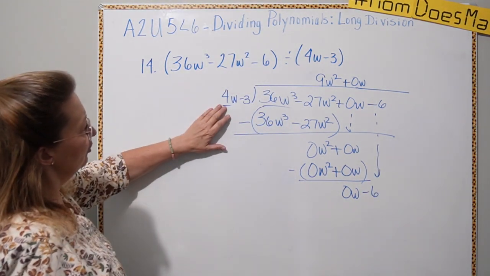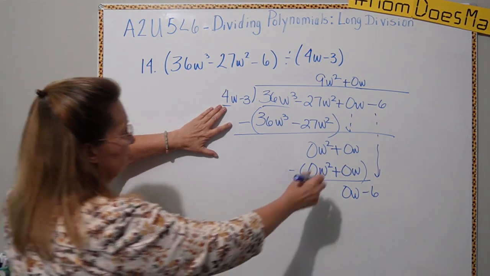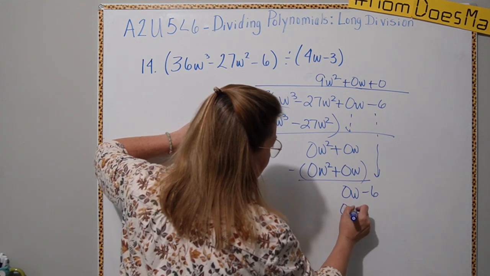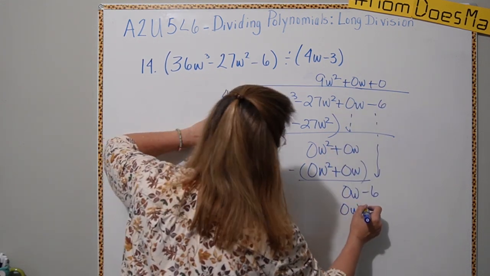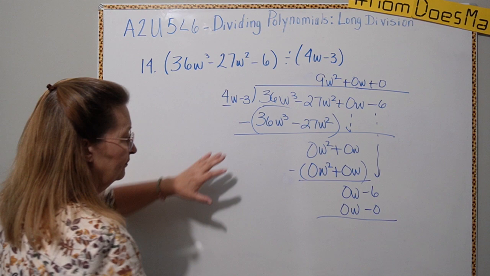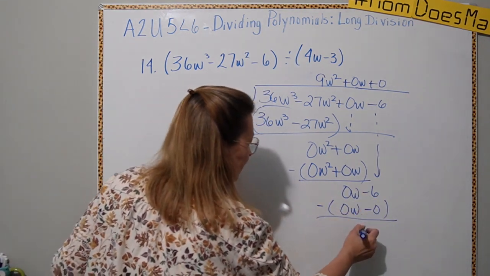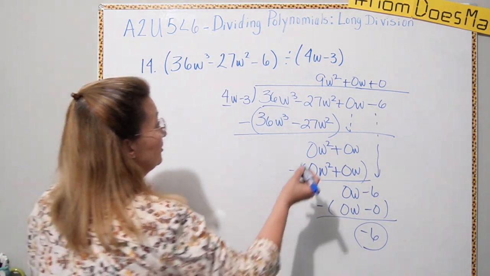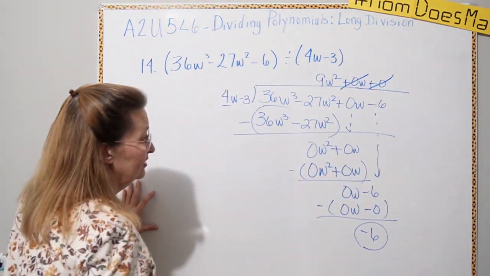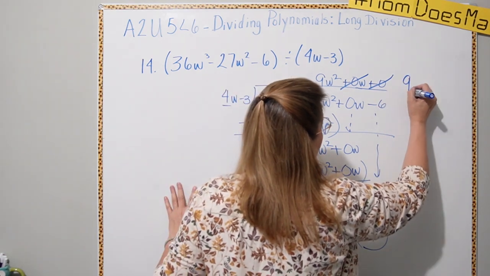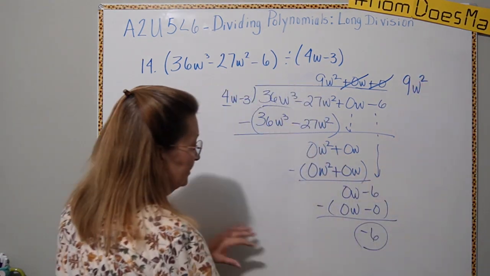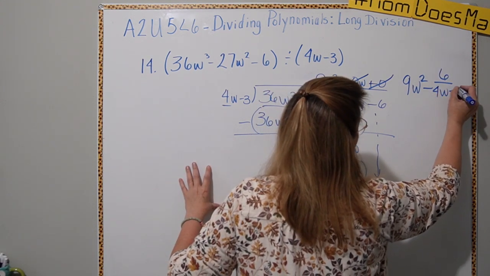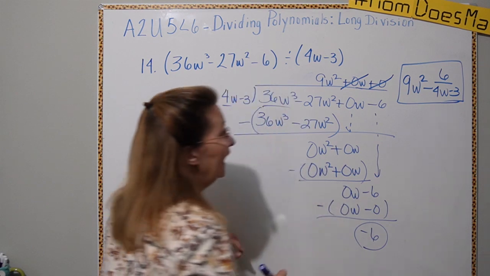Okay. What would you multiply 4w by to get 0w? 0. 0 times 4w is 0w. 0 times negative 3 is minus 0. Okay? So negative 6 minus 0 is still negative 6, and this is your remainder. But now when you write your answer, you don't have to write those two things down. So your final answer is just going to be the 9w to the second minus 6 over 4w minus 3. And that is all.